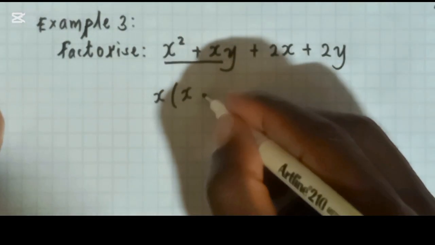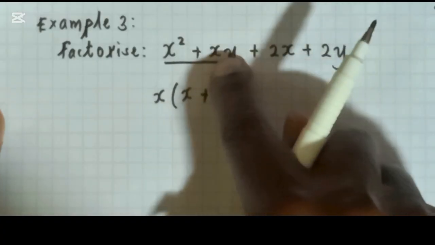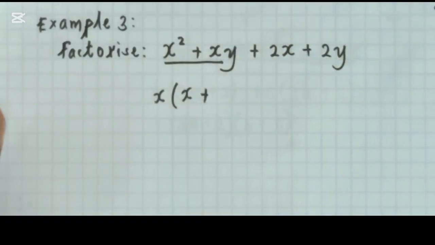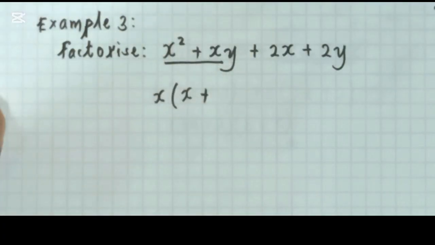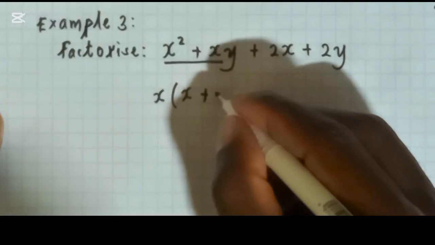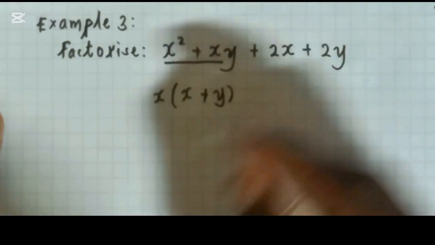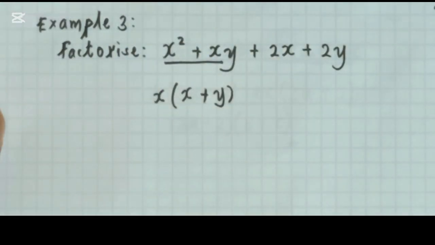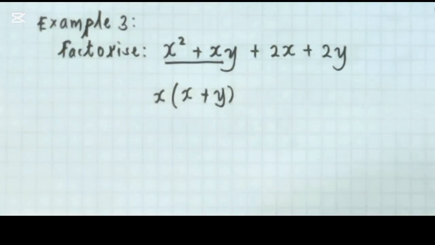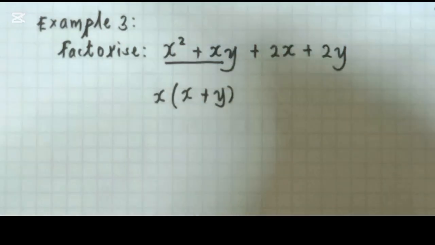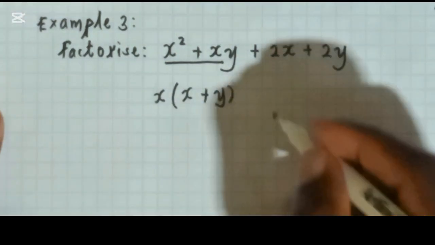And then we're going to have xy divided by x, and basically the x will cancel the other x out, and that will give us y. That will leave us with x plus y in the bracket. So that's it with the first pair. So we go on to the second pair, identify the common factor, and factorize again.